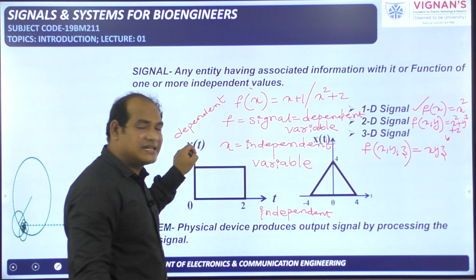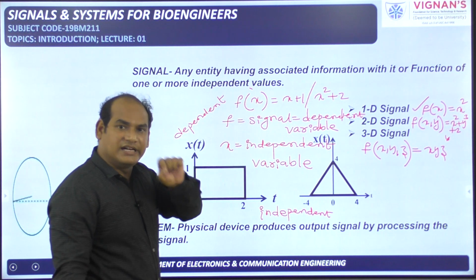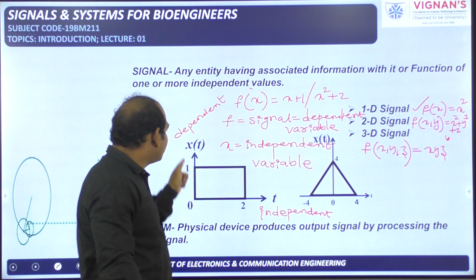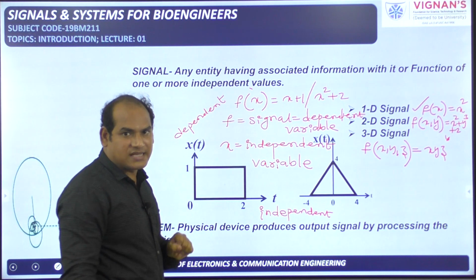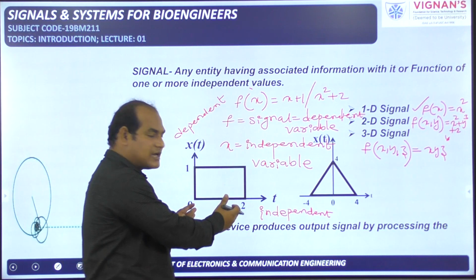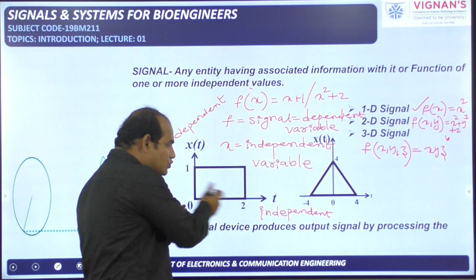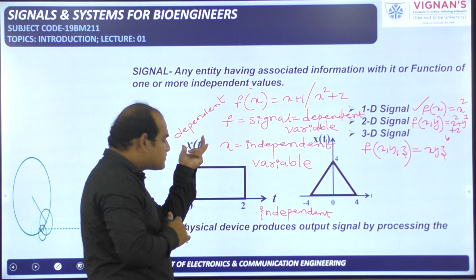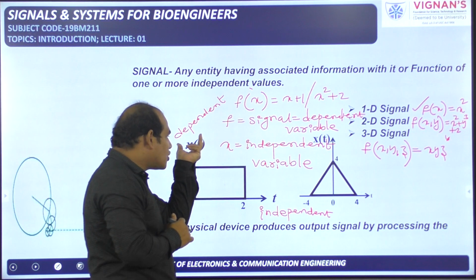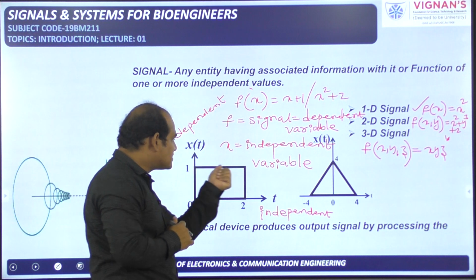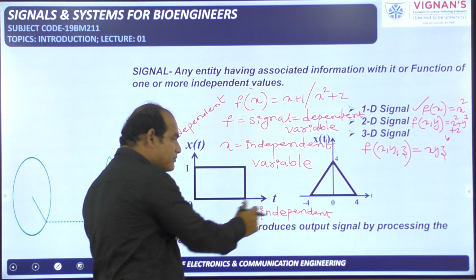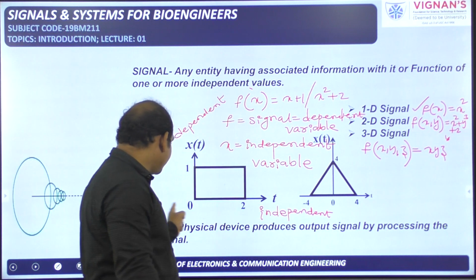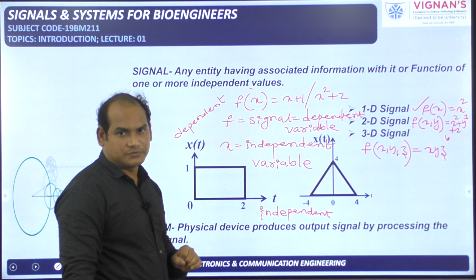Within the bracket, t is there. So time is the independent variable that should be available on the x-axis, and the dependent variable is taken on the y-axis. If you see this particular signal, when t is from 0 to 2, the amplitude of this signal is 1, and the rest of the time the amplitude is 0. From 2 to infinity the amplitude is 0, from minus infinity to 0 the amplitude is 0.